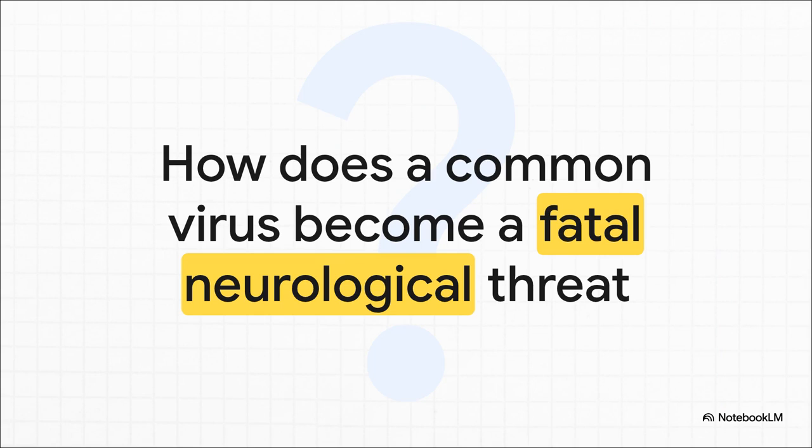And that gets to the heart of what we're talking about today. HSV has this incredible duality. For most people, yeah, it's a recurring annoyance they have to manage. But for a few, it can become a devastating, life-threatening neurological invader. So the question is, how? How does this incredibly common virus make that terrifying leap from being a simple nuisance to a potential killer?